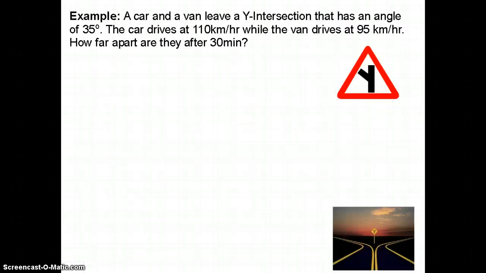A couple of examples here that we won't go into, but I will leave the answers on the PDF that follows. The car and the van leave at a Y intersection that has an angle of 35 degrees. The car drives at a speed, and so on, after 30 minutes. How far apart are they? Well, if it's going 110 kilometers for a full hour, in half an hour it's going to be half of that, 55. The same thing for the 95. So make sure you use the right numbers.